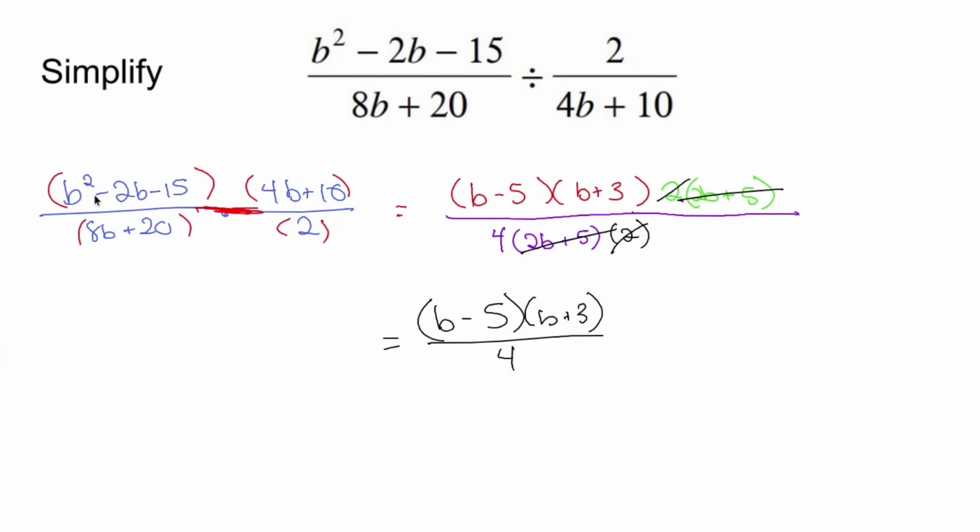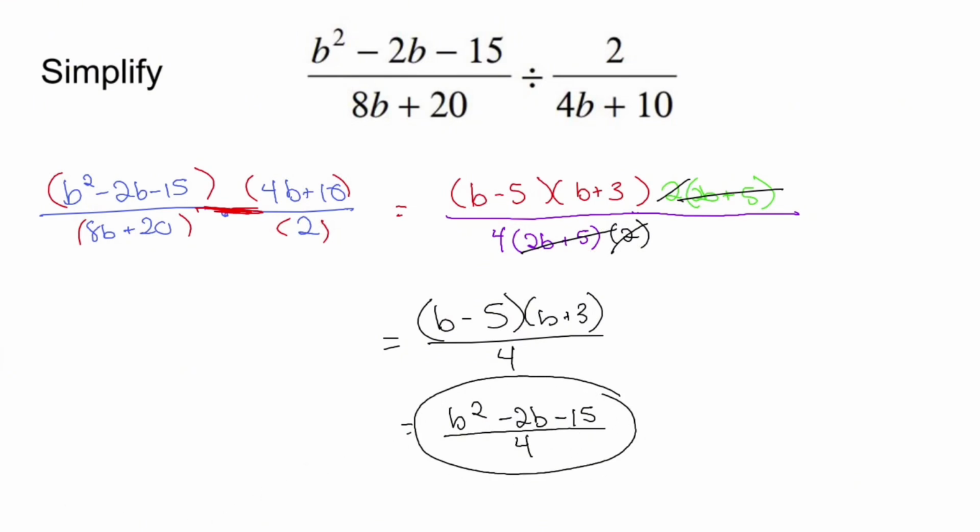Now I know that b minus 5 and b plus 3 just reverts back to b squared minus 2b minus 15. So if you're looking at that saying, then why did we do it in the first place? Because you never know if it's going to turn into anything. In this case, it didn't. But that's going to be my answer. Not the prettiest thing in the world, but we did it.